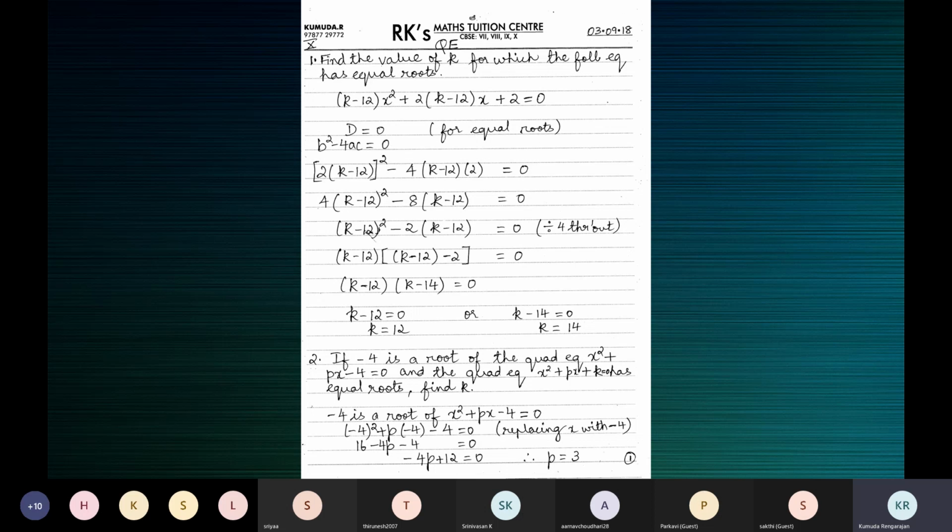Any doubts with the first one? No, ma'am. I did it by squaring, ma'am. I also got the same answer. Yeah, okay, fine. When it's given that the quadratic equation has equal roots, that means the value of d is 0. That's all. If you write that condition, then you can complete the answer. If it's a perfect square, the value of d is 0.